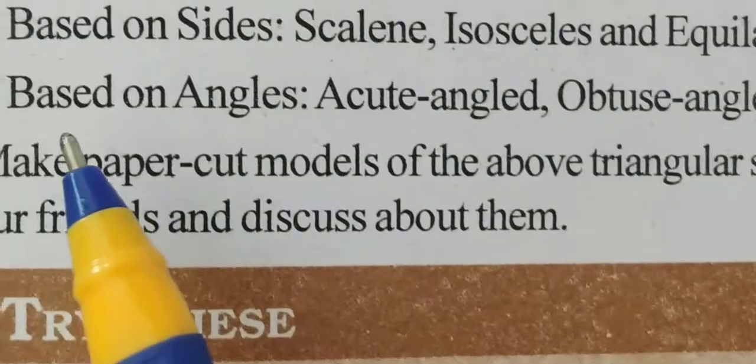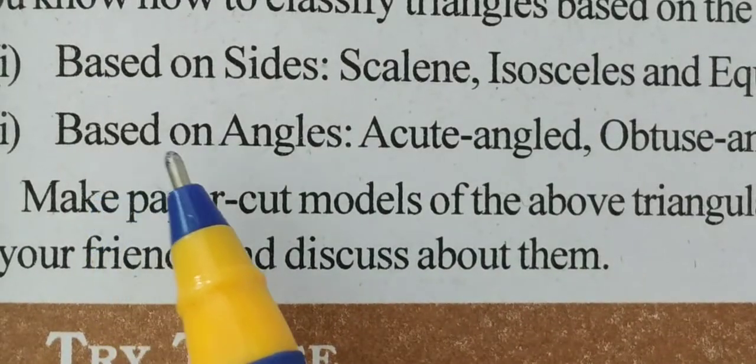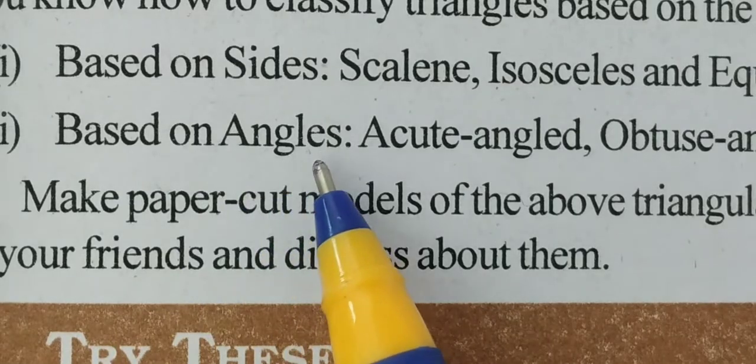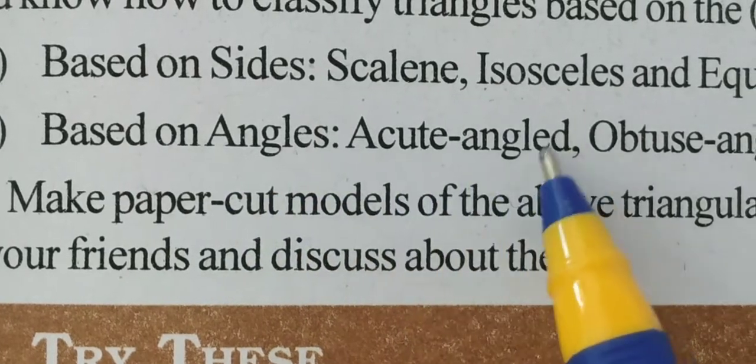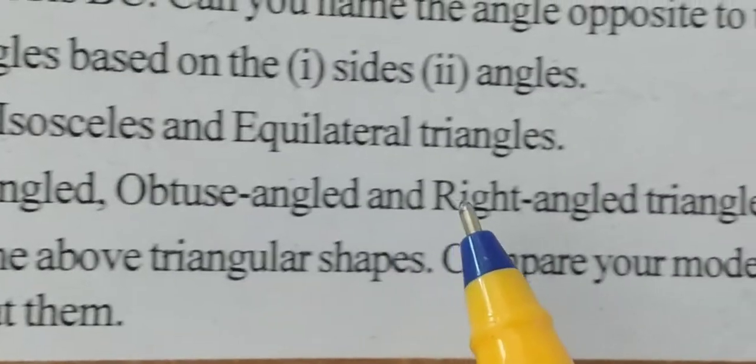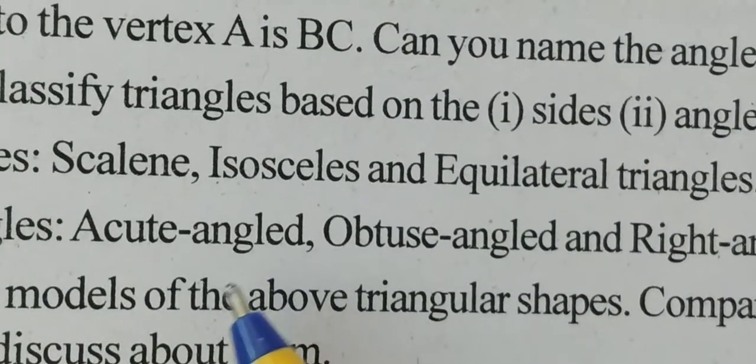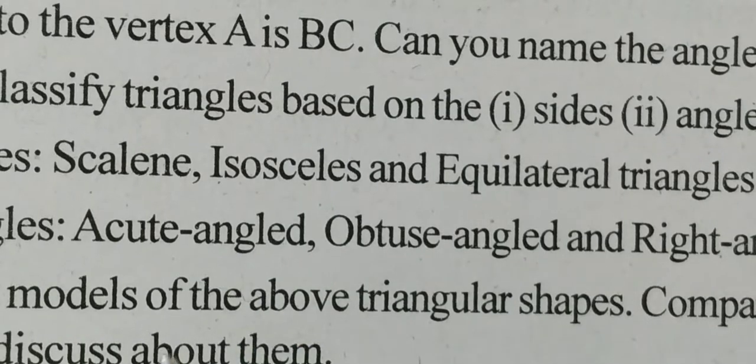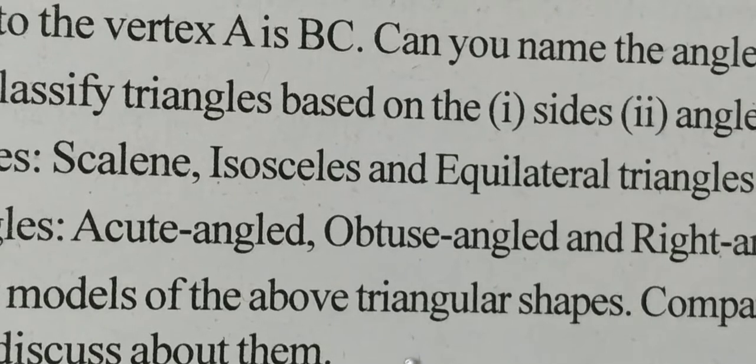Now we move on to the types of triangles based on angles: acute angled, obtuse angled and right angled triangle. Acute angled triangle is that triangle which has angles less than 90 degrees. They are called acute angle triangles.